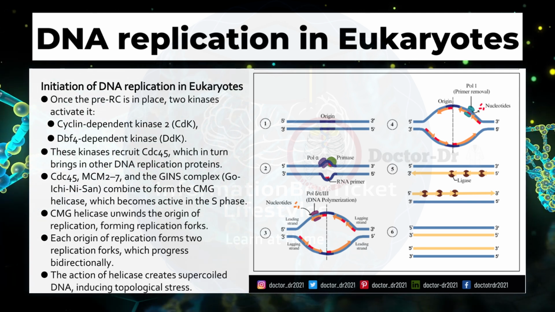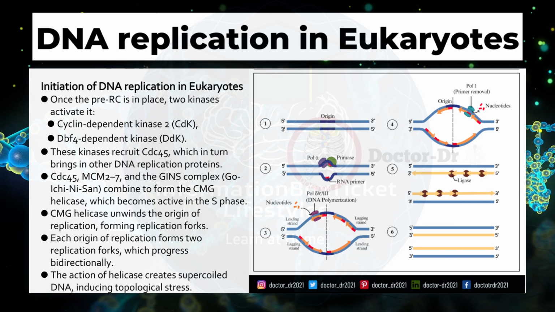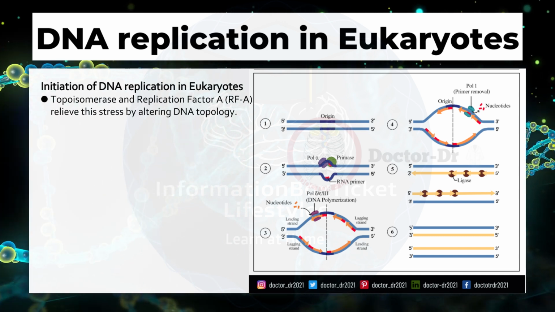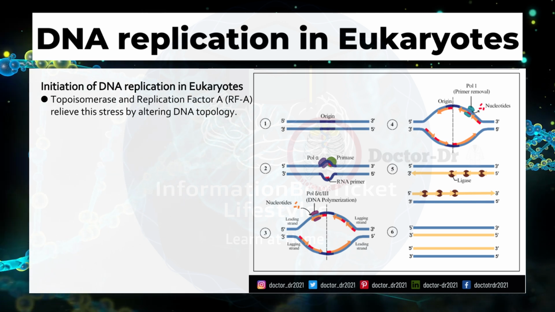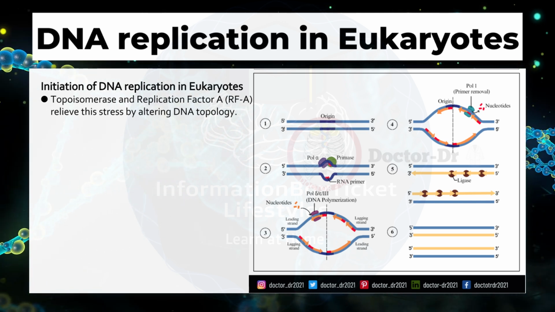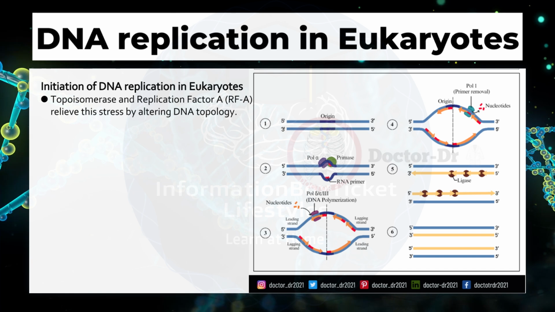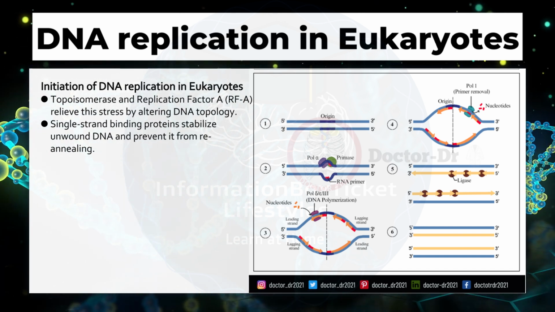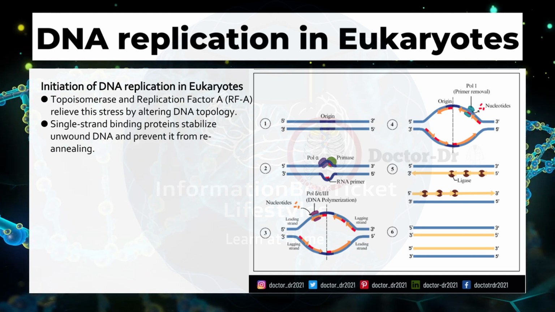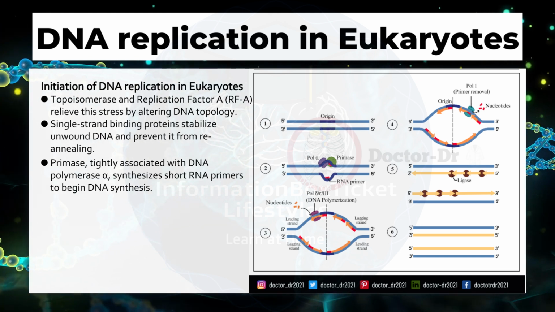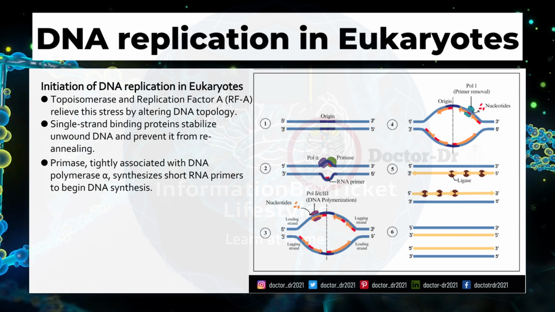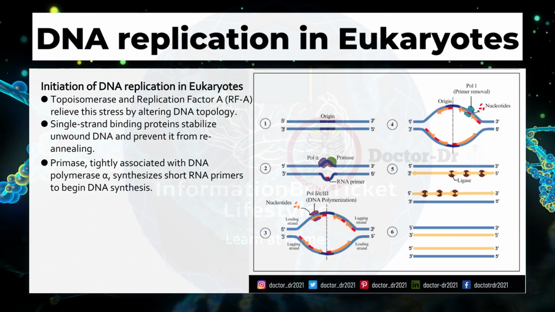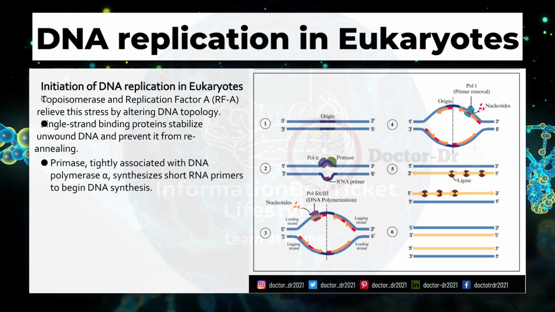The action of helicase creates supercoiled DNA, inducing topological stress. Topoisomerase and replication factor A, RFA, relieve this stress by altering DNA topology. Single-strand binding proteins stabilize unwound DNA and prevent it from reannealing. Primase, tightly associated with DNA polymerase alpha, synthesizes short RNA primers to begin DNA synthesis.